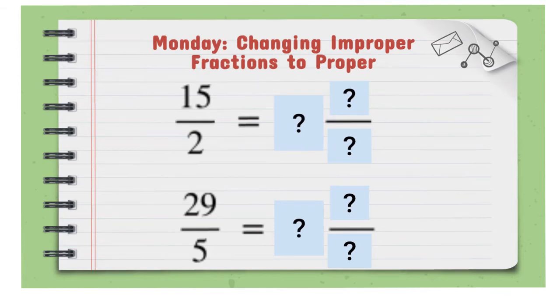So the first thing we need to know is, why are these improper? Well, when your numerator, which is the number on top, the 15, is greater than the denominator, which is the number on the bottom. I always remember the denominator is the one on the bottom because down starts with D. So we have our numerator is 15, our denominator is 2. This is improper because 15 is greater than 2, which means it could be changed into a mixed number.